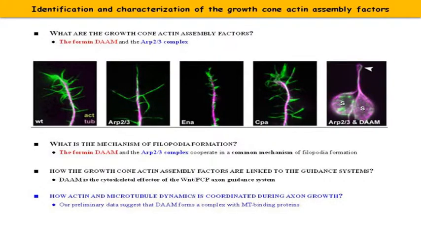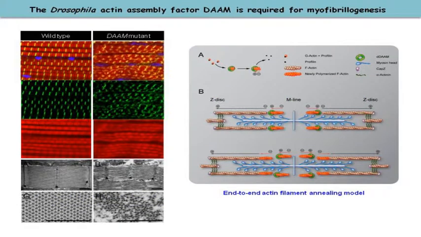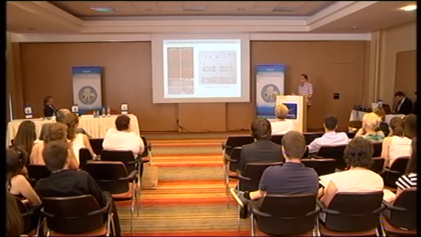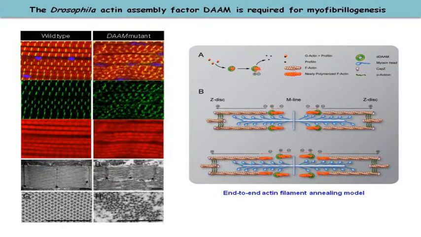Then with regard to myofibrillogenesis, we noted that this formin is not only involved in axonal growth regulation, but it's also required for proper formation of the sarcomeres. And here it controls actin filament formation and some other things that I'm not going to tell you about today. At the end of the day, we came up with a new model of how sarcomeric actin filaments form. And this is, in principle, based on an end-to-end annealing model.